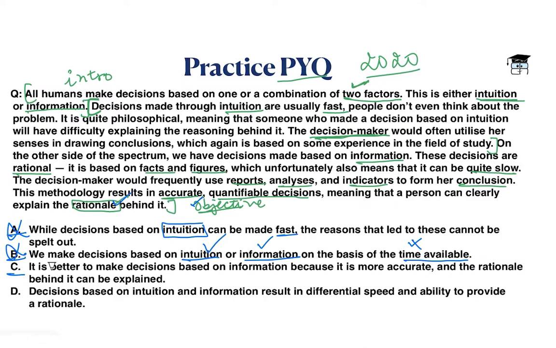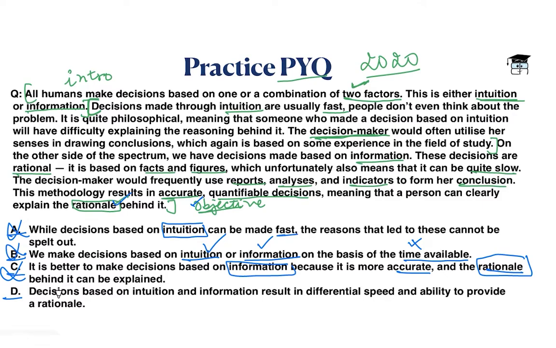Option C, it is better to make decisions based on information because it is more accurate and the rationale behind it can be explained. Now, two of the major keywords, information and rationale, are listed here. Right, but they're not talking about intuition now. In option A, they were talking about intuition and they were not talking about information. Whereas in option C, they're talking about information and they're not talking about intuition. So incomplete information in the summary cannot be correct, right? So this cannot be my summary.